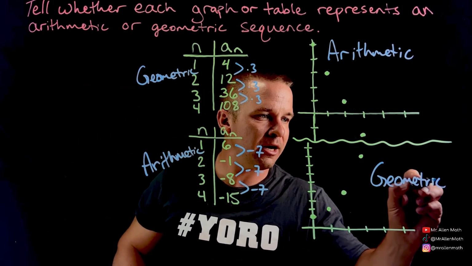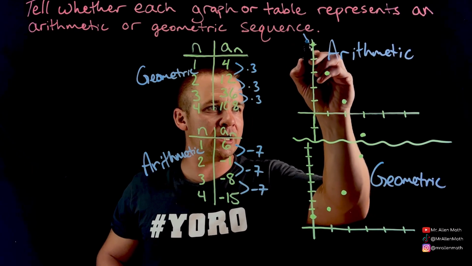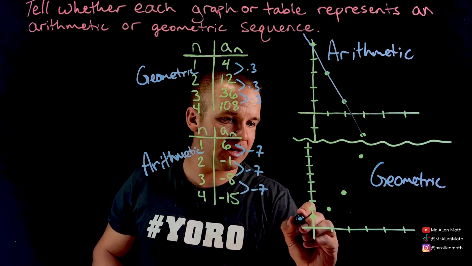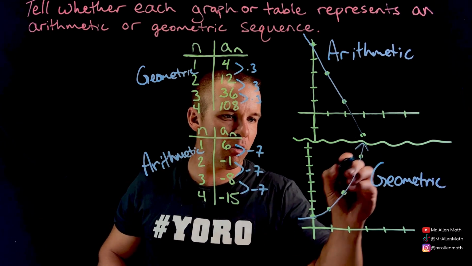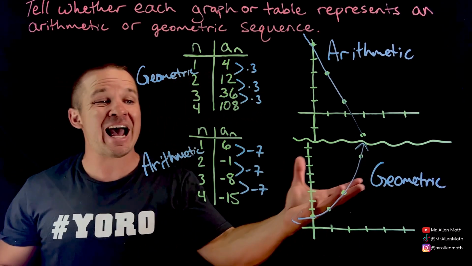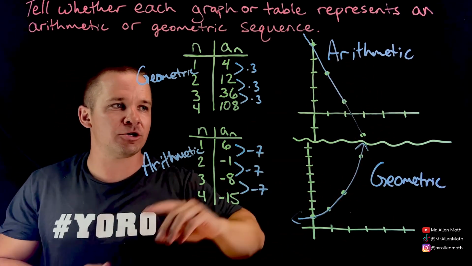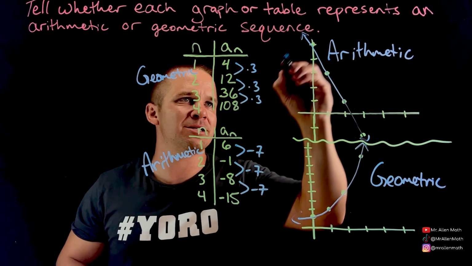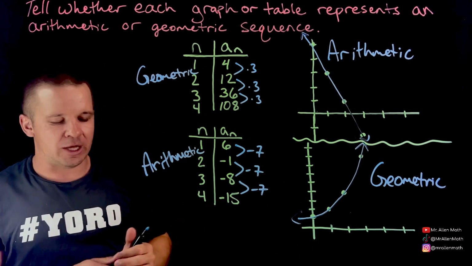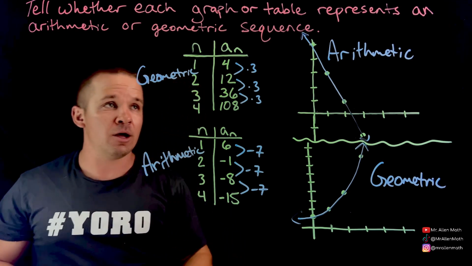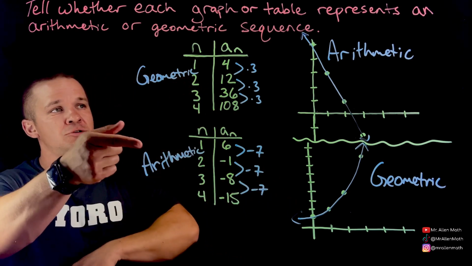Geometric. On graphs, you're going to see a straight line, as you see here, for the arithmetic. And on the geometric, you're going to see more of a curve shape like we see here. Exponential functions have that geometric shape, whereas arithmetic sequences are like those linear functions. All right, there we go. We got them. 2 geometrics, 2 arithmetics.